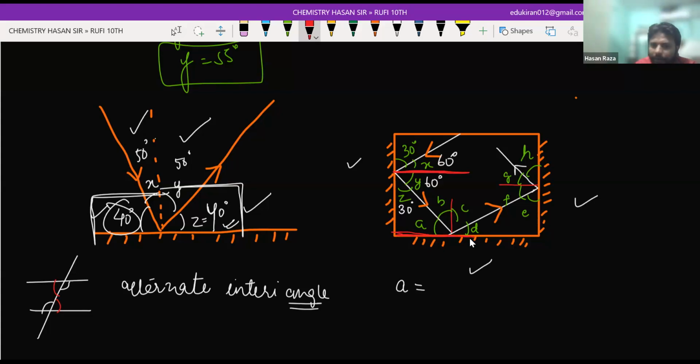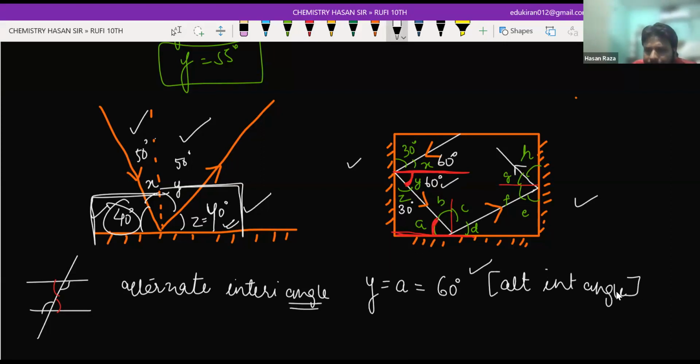Are you getting my point? So this Y will be equal to A. Yes or no? So if this is 60, then A will also be equal to 60. Basically, Y will be equal to A, because we can apply alternate interior angle. Got it? Yes or no?